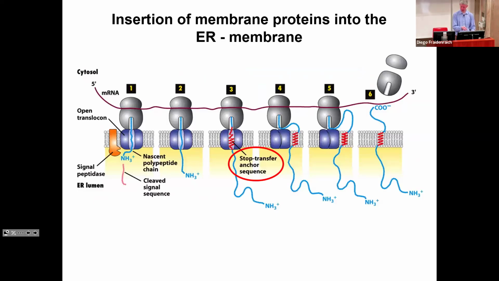This is more in detail here. Once the translocation process is in progress, there would be a hydrophobic stretch of amino acids, and that would interact with the hydrophobic nature of the membrane. So therefore, this membrane spanning domain would stop in the membrane, and then you would create a protein that's partially outside and inside in the ER and having a membrane spanning domain.